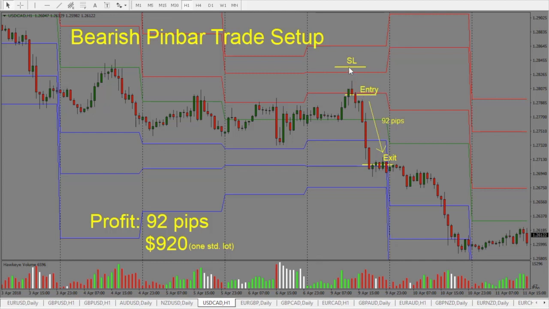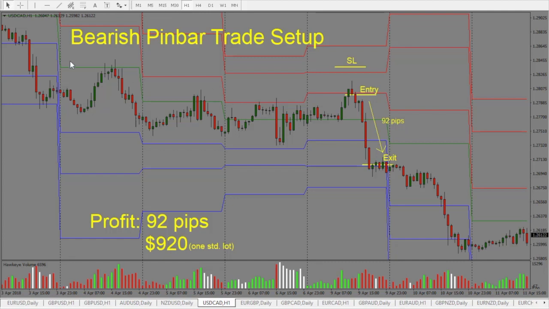Our stop would go above our pin here, making sure there's room for the trade to breathe just in case price decides to go higher and test the next level here. We stay in the trade for as long as price moves lower. And once we see that price starts to go sideways here, we have this bullish pin bar. We are into our S2 pivot point level. We exit the trade. From entry to exit here, we get 92 pips in our trade.